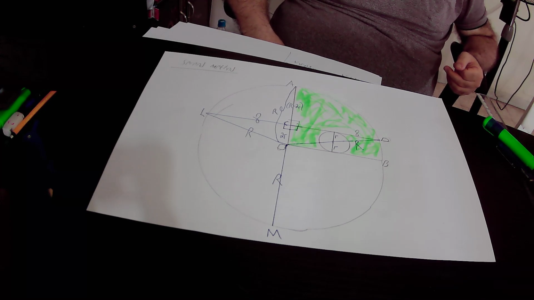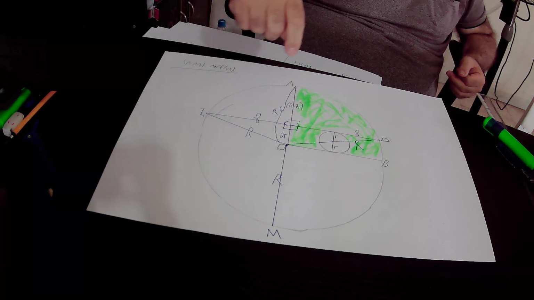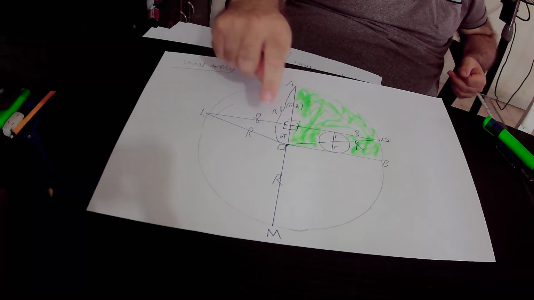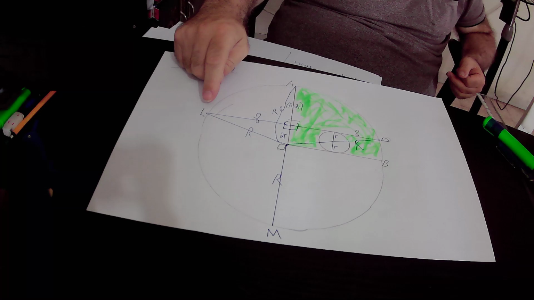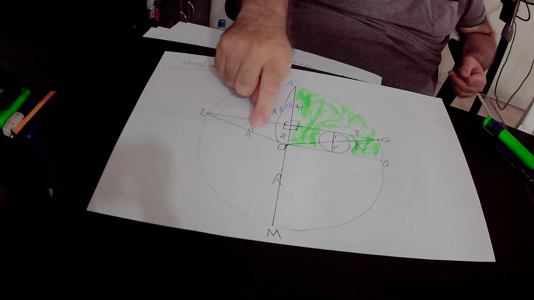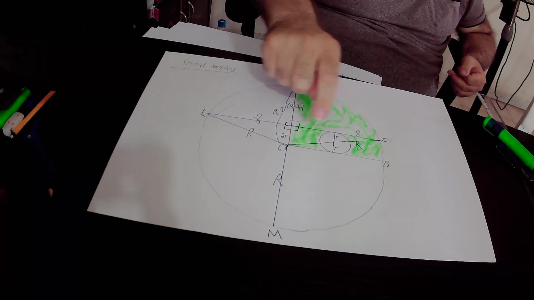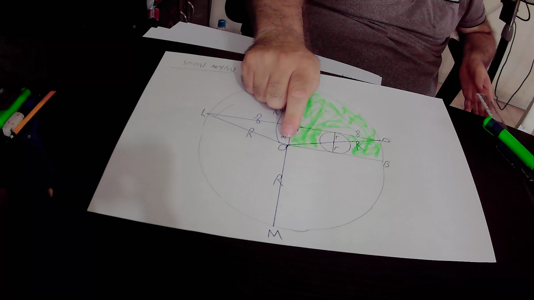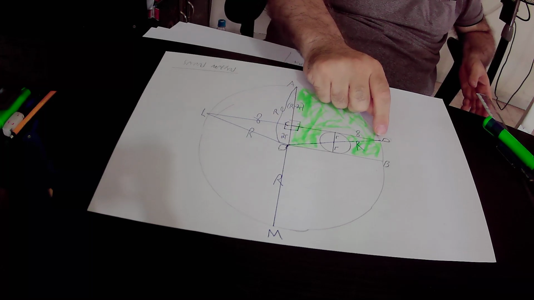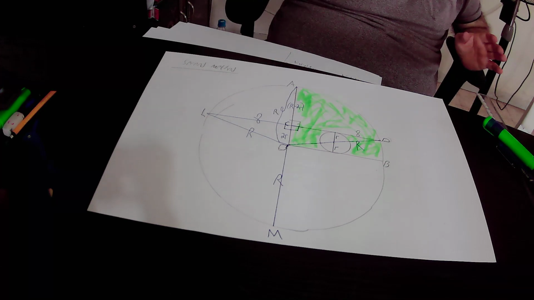Here we joined points O and L together by a straight line. Point O is the center of the circle, point L is a point of the circle itself, therefore OL is the radius of the circle, that is equal to capital R. Likewise, we joined points O and D together by a straight line. Point O is the center of the circle, point D is a point of the circle itself, therefore OD is also the radius of the big circle, that is equal to capital R.